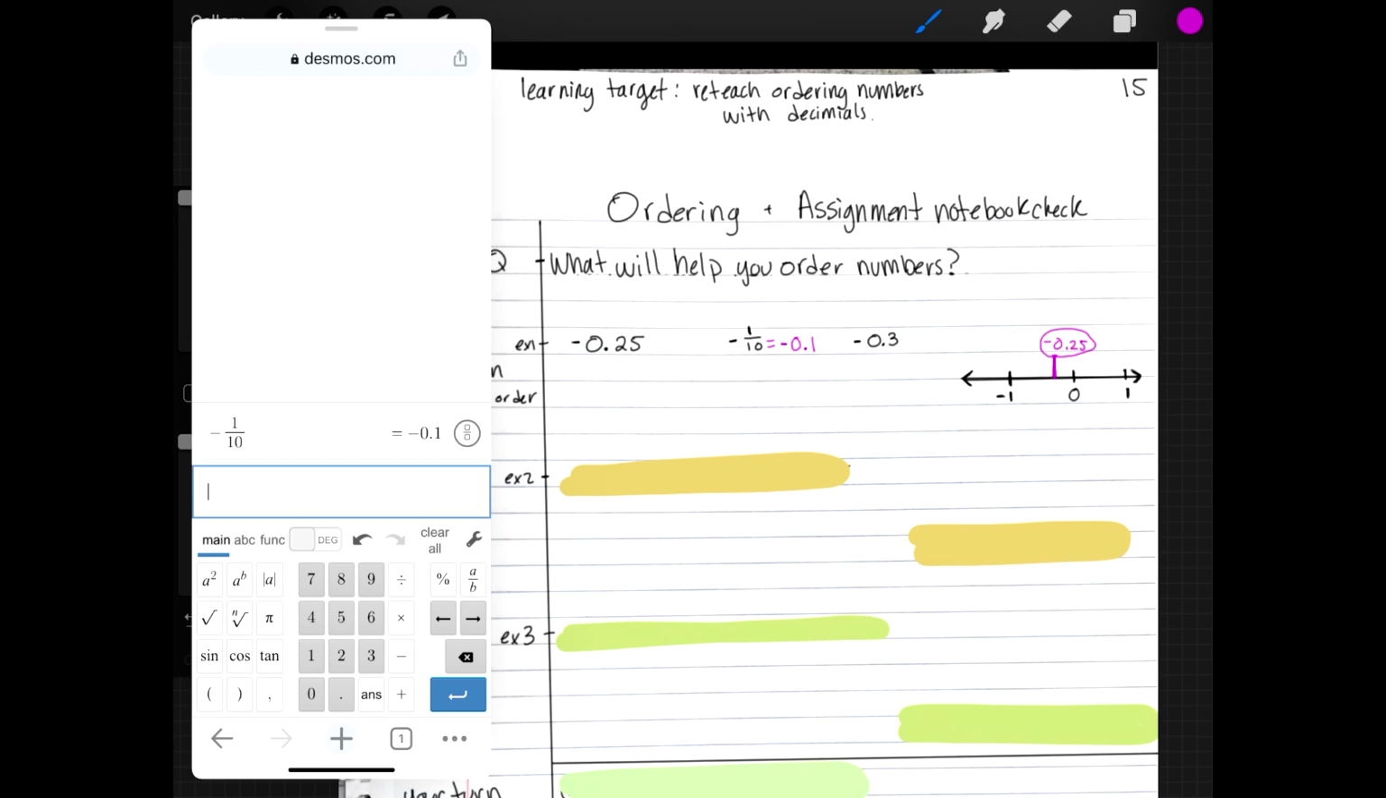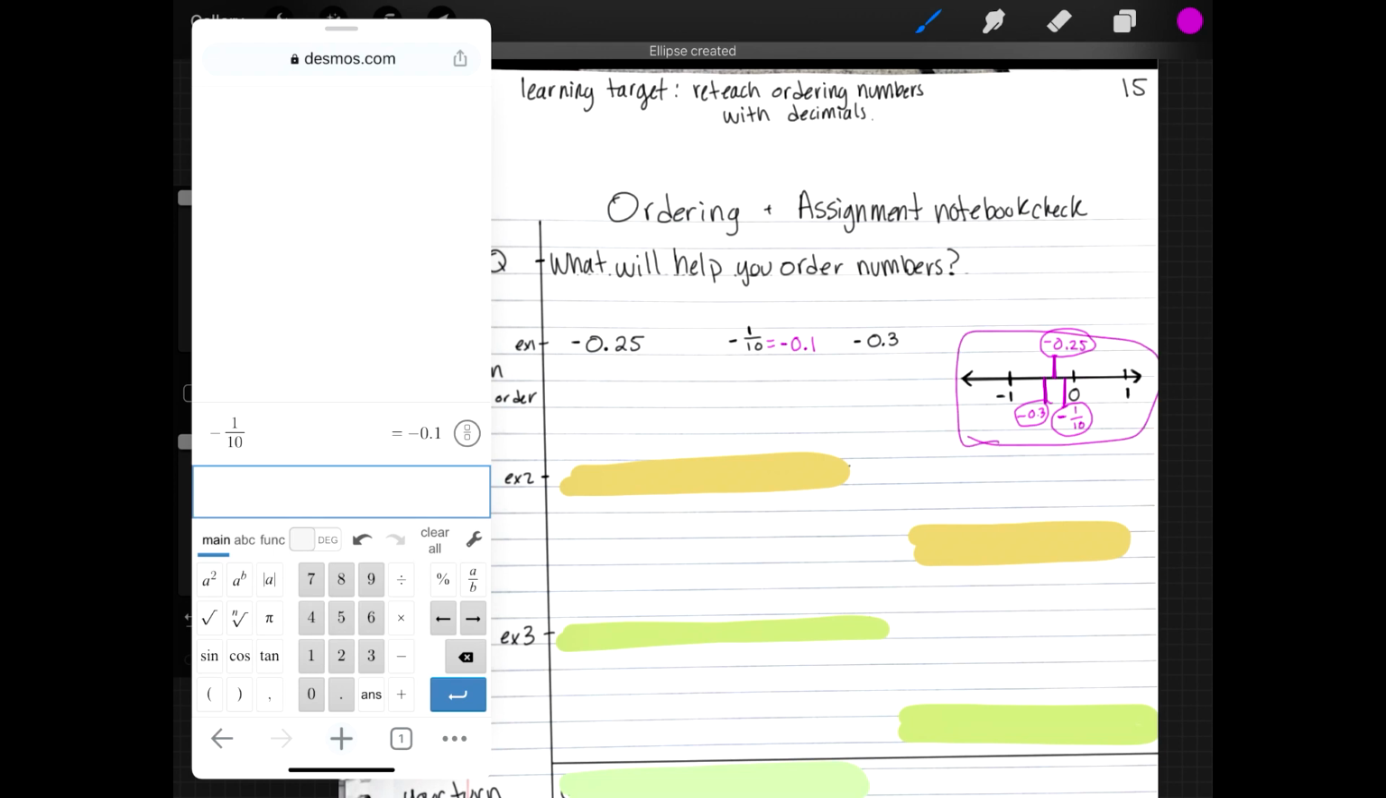The one in the middle, negative 1/10 or negative 0.1, that's closer to the 0 right here. It's very, very close to the 0. So I'm going to put negative 1/10. That's right there. Okay. And then the negative 0.3, we're actually going to be a little bit closer to the negative 1 over here. So it's a little bit halfway, but not really. Here is negative 0.3.